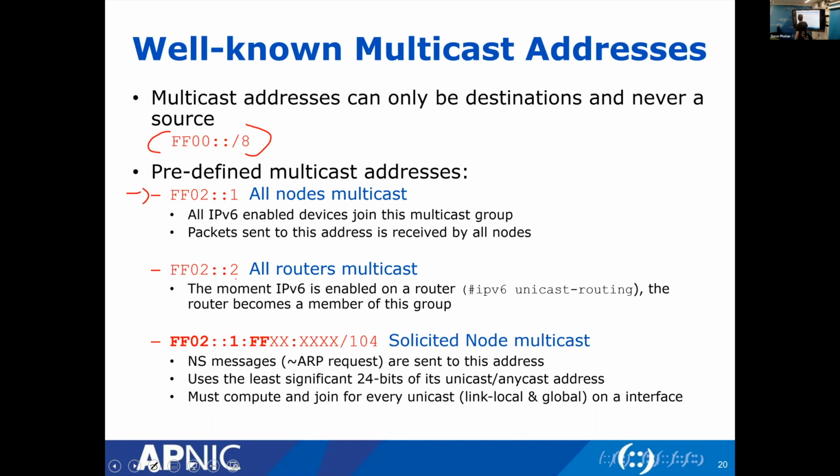We also have FF02::2. That's our all routers multicast. So once we enable V6 on a router, the router is a member of that group.